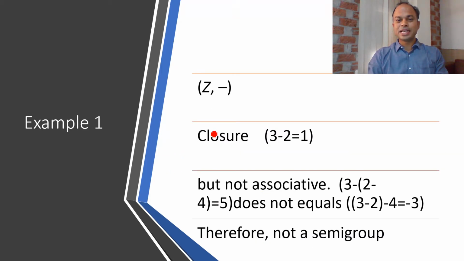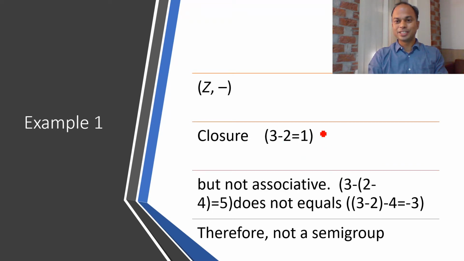Here we are presenting example 1. Say the set of integers is given and the operator is minus. Initially we are checking the closure property. Say we are taking two elements, 3 and 2. Because the operator is minus, 3 minus 2 equals 1. Further, 1 belongs to the set of integers. So, closure property is satisfied.